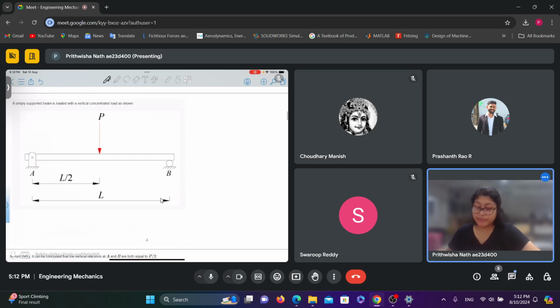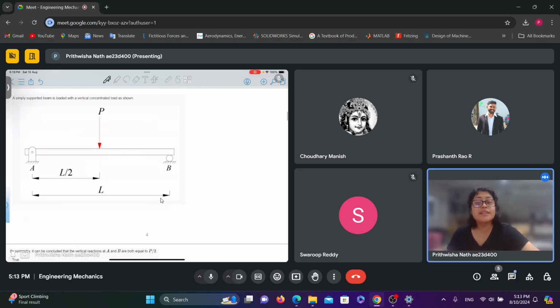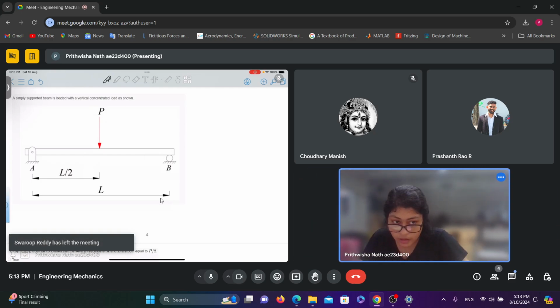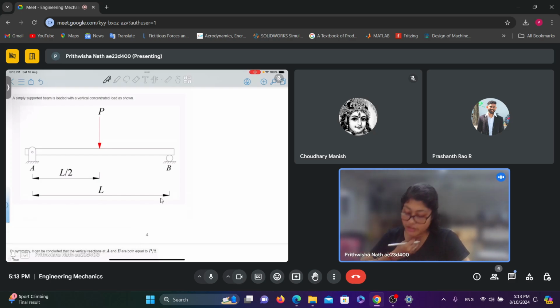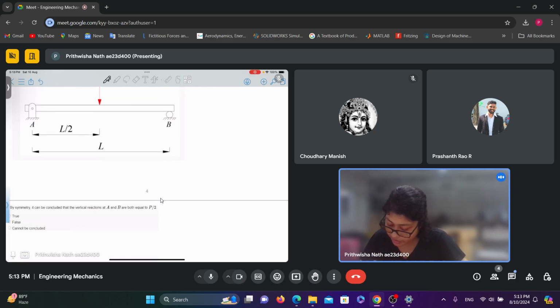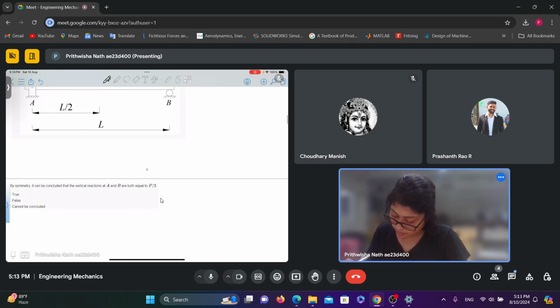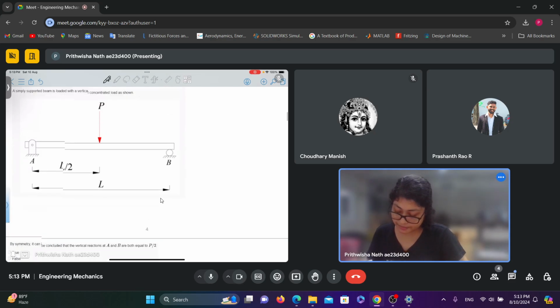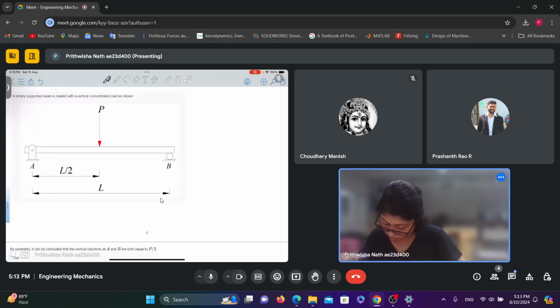A simply supported beam is loaded with a vertical concentrated load as shown. So this is a simply supported beam. A concentrated load P is acting at the midpoint, as you can see from the figure. Now by symmetry, it can be concluded that the vertical reactions at A and B are both equal to P by 2. Can someone solve this problem? You need to find out the reactions at A and B.